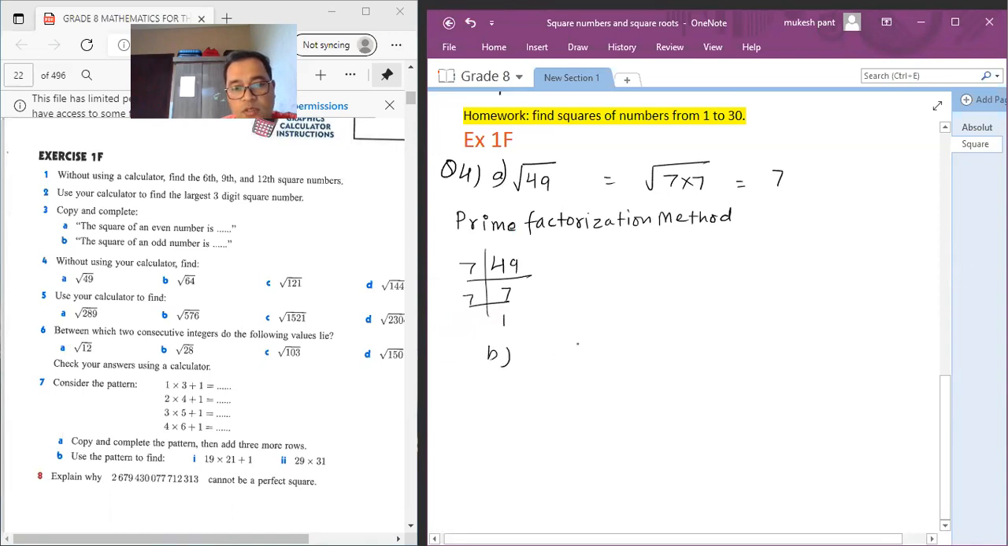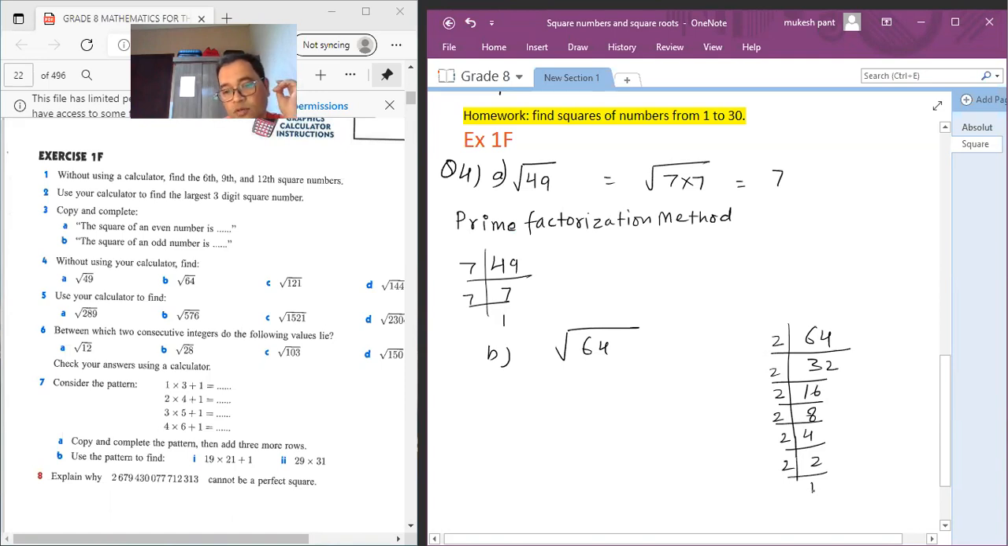part B. We have square root 64. So do this prime factorization here. This is 2. Start from the least number 2. Then 32. 2 divides 32 16 times. 2 divides 16 8 times. Then 4 times. Then 2 times, and then 1. You have to factorize it until you get 1. You can see the last digit should be 1.